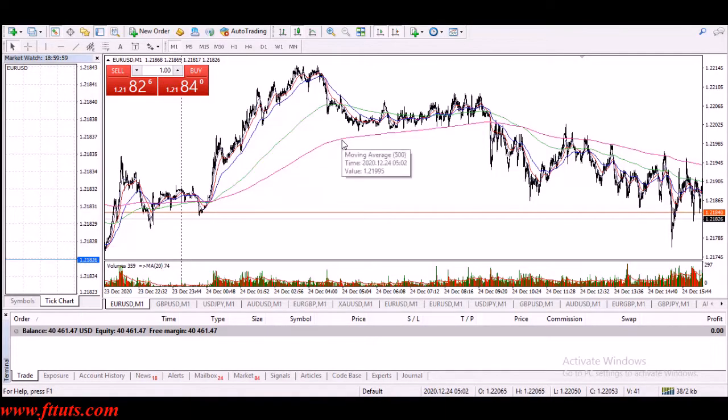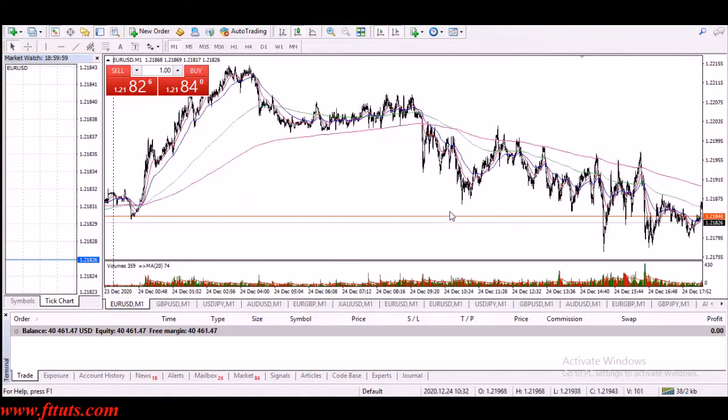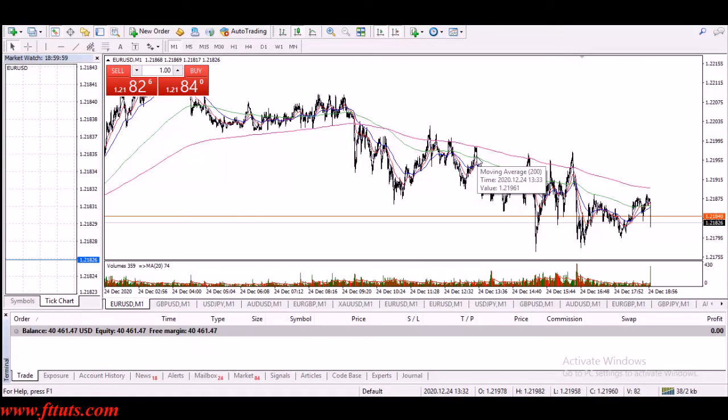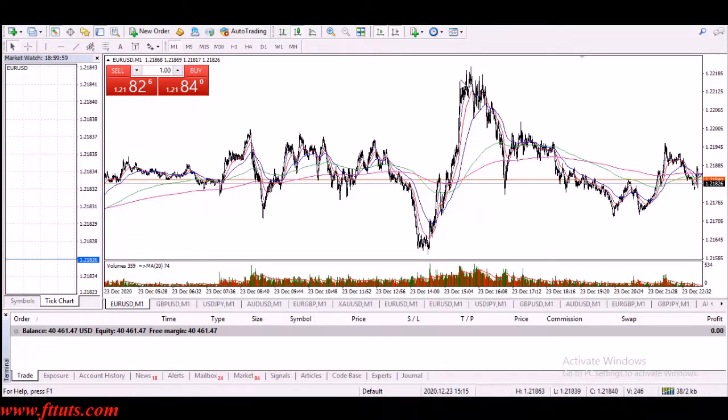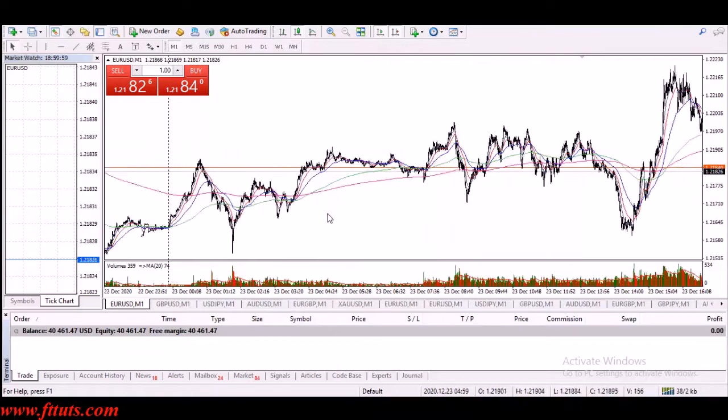Here it is, EMA 500. Price broke the first EMA 200. Where is it going? Toward EMA 500. That's it, just like that. Just to see the direction of the price, where its next station is.